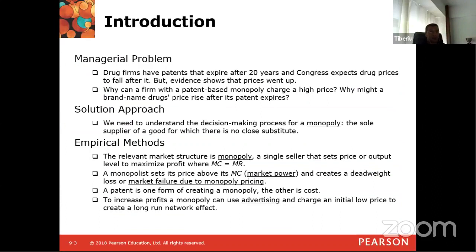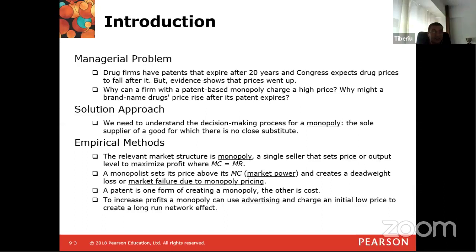Managerial problem. Drug firms have patents that expire after 20 years, and Congress expects drug prices to fall after that. But evidence shows that prices went up. Why can a firm with a patent-based monopoly charge a high price? Why might brand name drug prices rise?